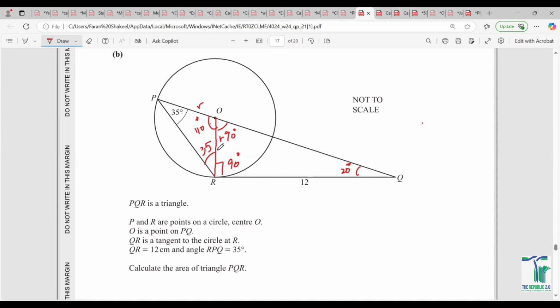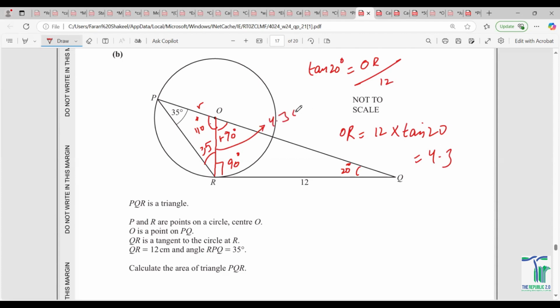Now by using the tangent, you can get this side, this red segment. Once you've got this red segment, you can easily calculate all of these areas. So you're going to use tan 20, which is equal to opposite over adjacent. The opposite side is OR and the adjacent is 12. So OR would be 12 times tan 20. If you multiply 12 by tan 20, you get something like 4.3, or 4.367 currently. So now we've got this side. This is the first triangle and this is the second triangle.